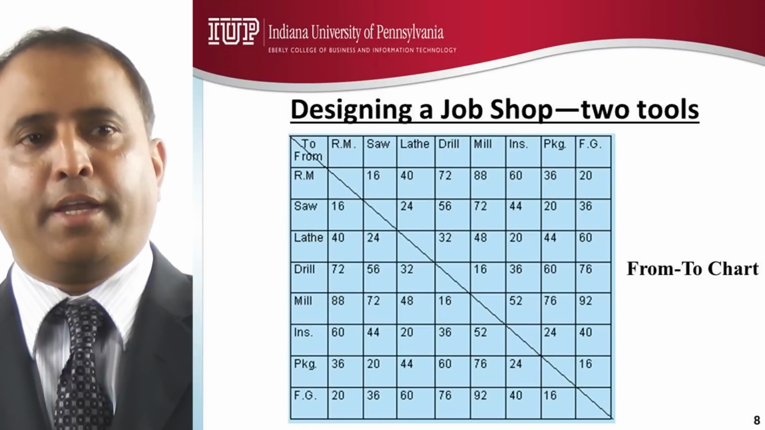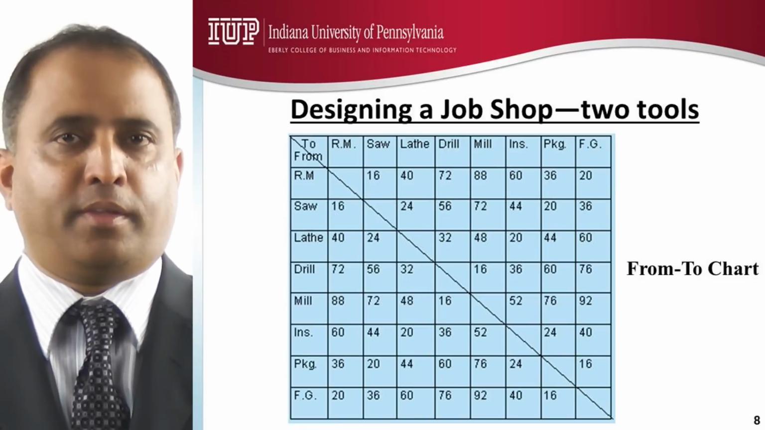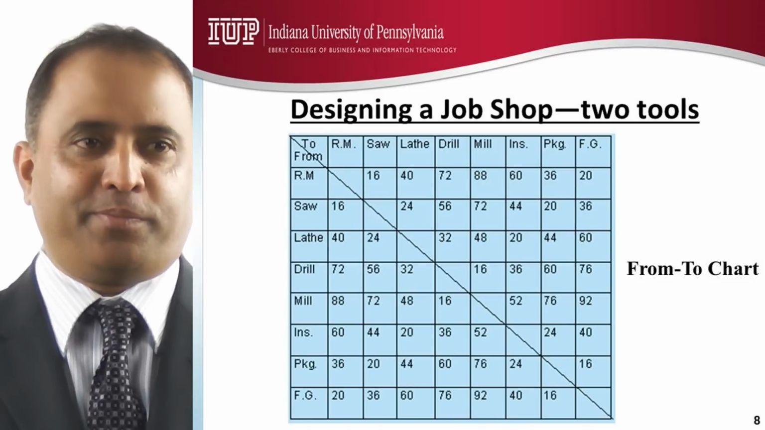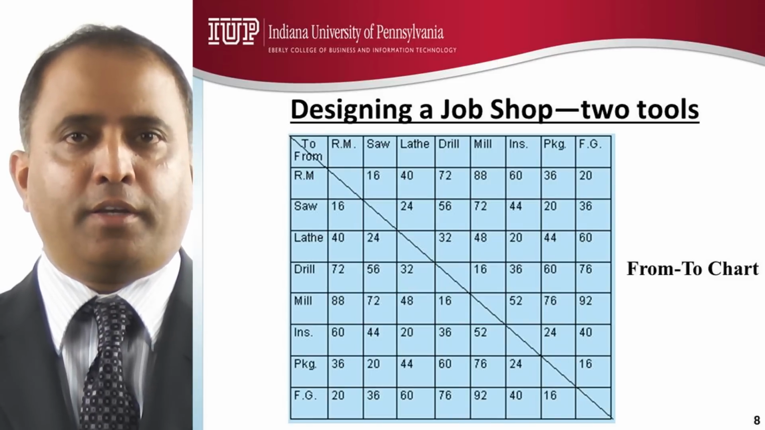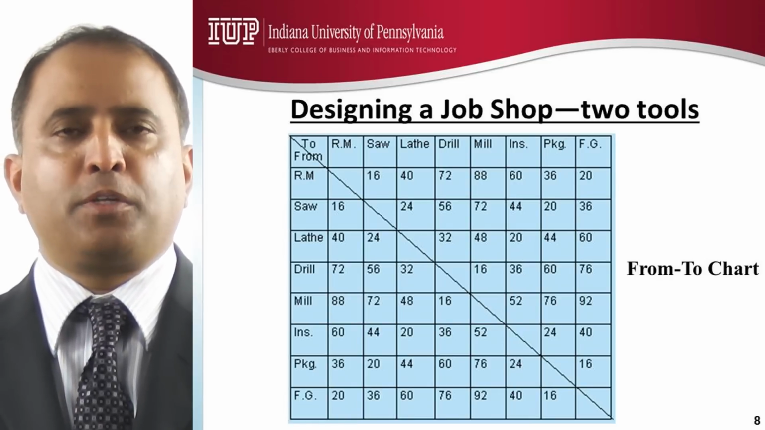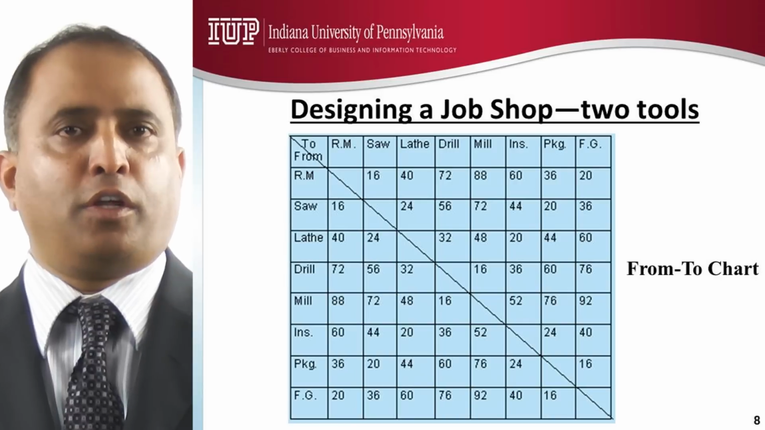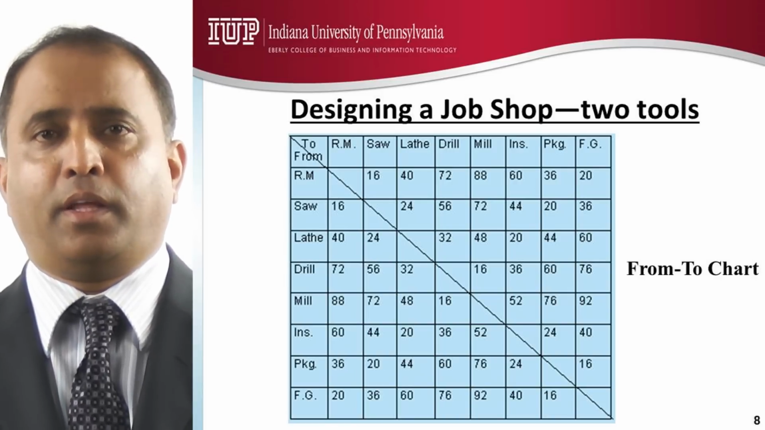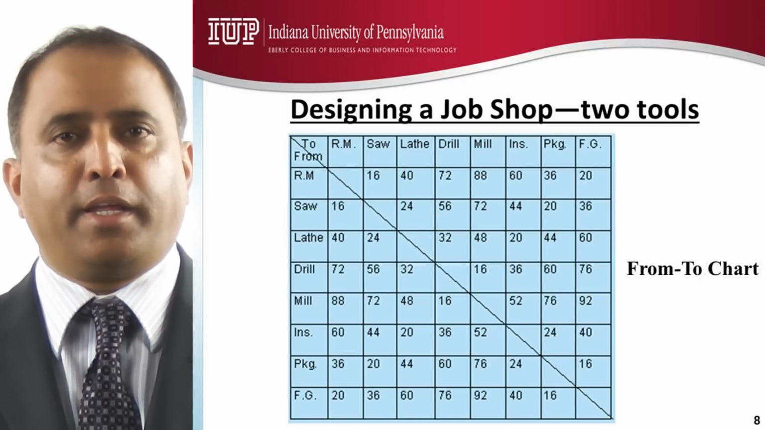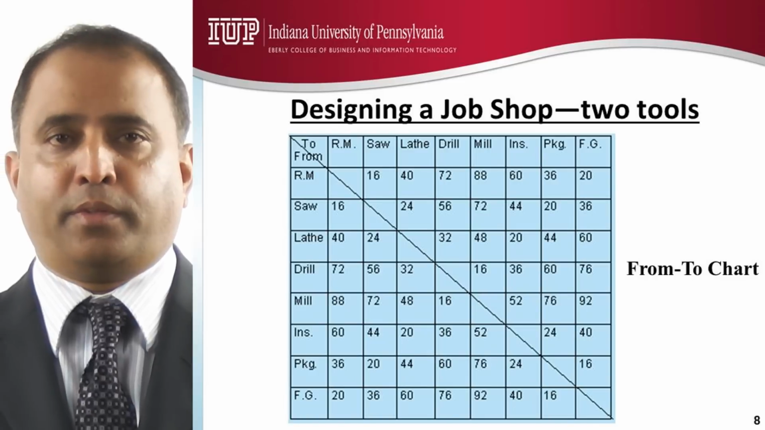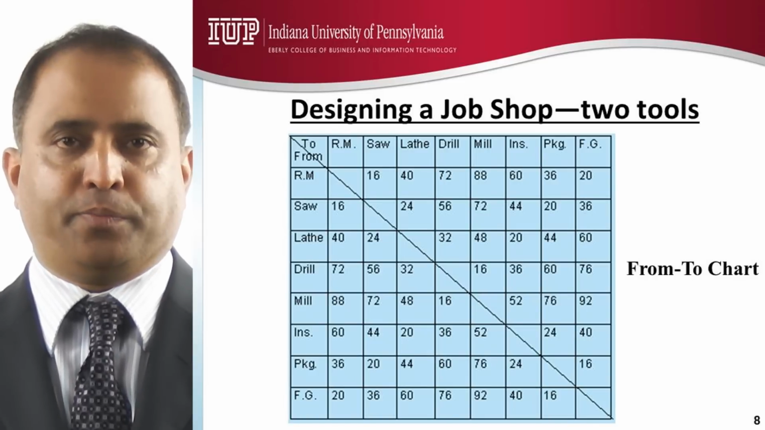Let's talk about designing a job shop. There are two tools that you use in designing a job shop. If you recall, in designing a job shop, the most important thing is the optimal or the ideal location of machines or processes within a facility, and then minimize the material handling between each of these machines or processes or work centers. We use two tools.